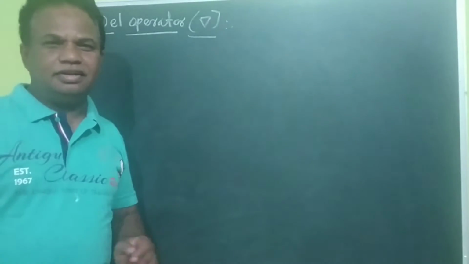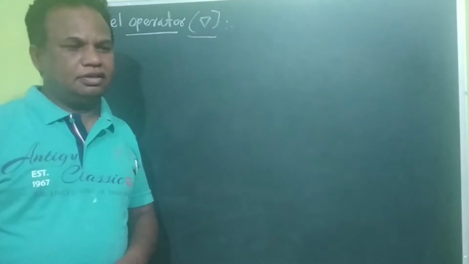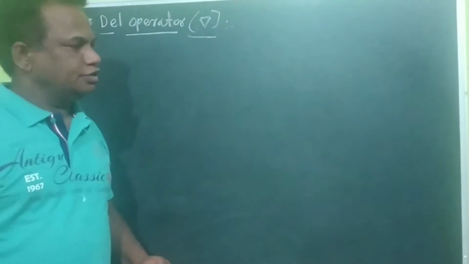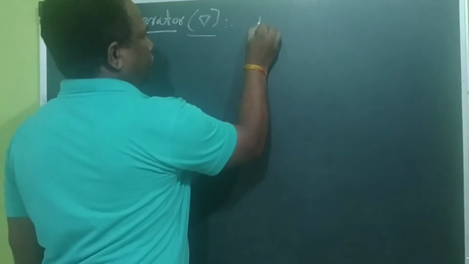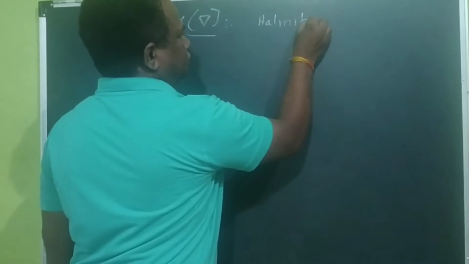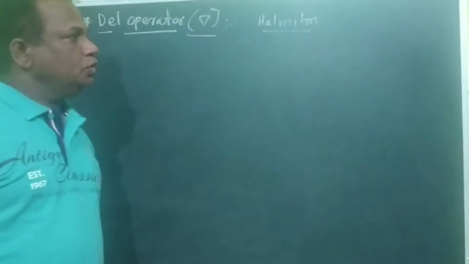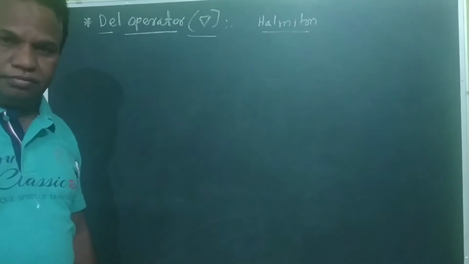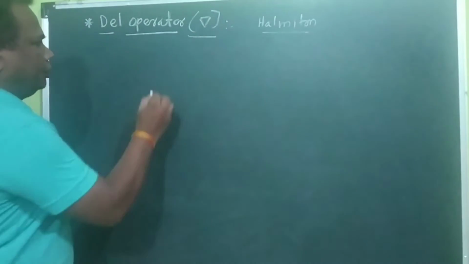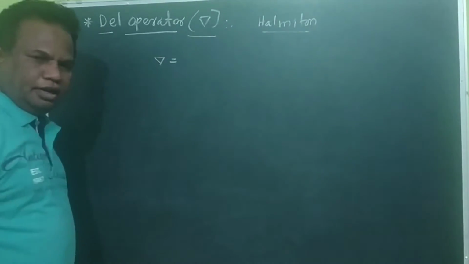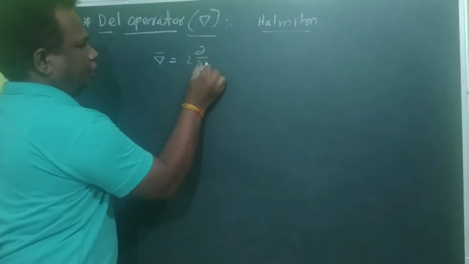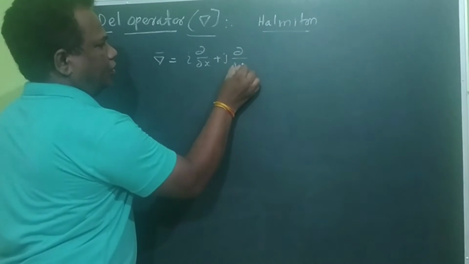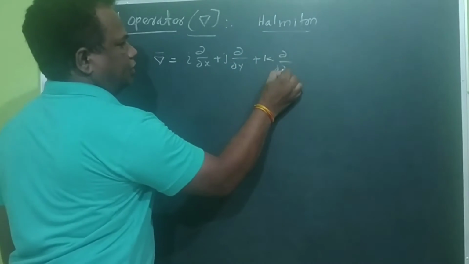Hello friends, today we are going to study the next level of vector analysis, that is nothing but the del operator. The del operator was first introduced by Hamilton. Hamilton is one of the mathematicians who introduced the concept of the del operator, and according to him, del is a vector and its value is given by i ∂/∂x + j ∂/∂y + k ∂/∂z.